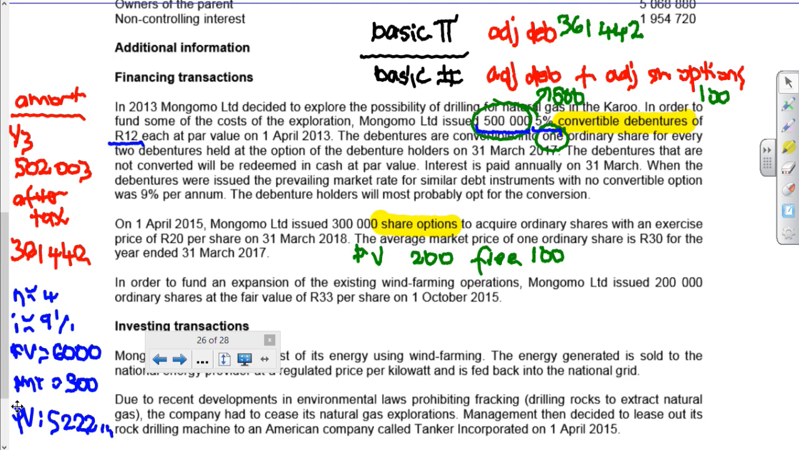500,000. And then our share options, I issued them on the first. 1 share for every 2. It's not right. I just saw 1, I circled 1, and it's wrong. 1 for every 2, so it's 250. Yes? 250, 1 for every 2. Okay.